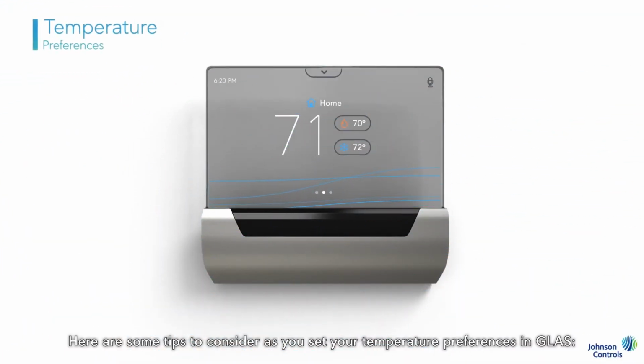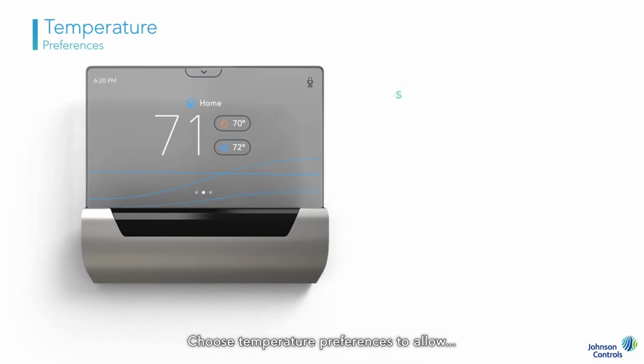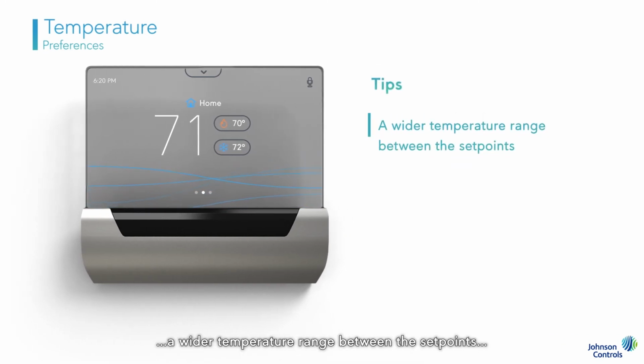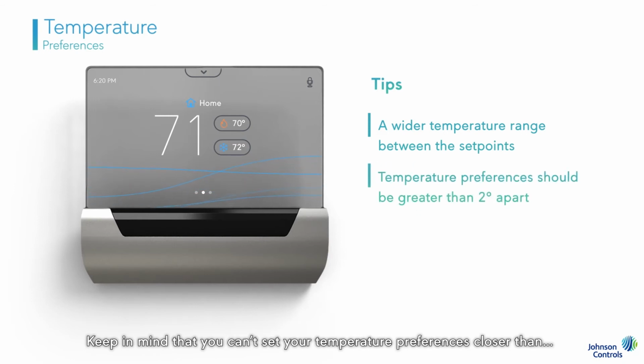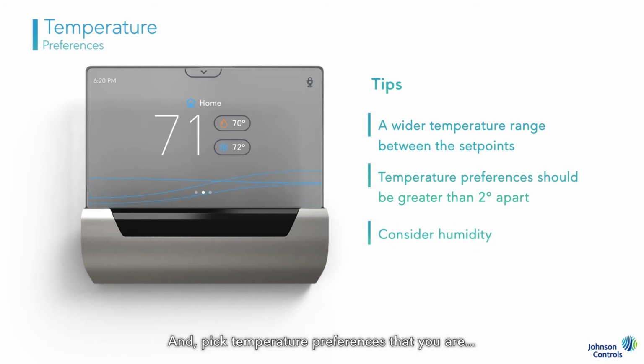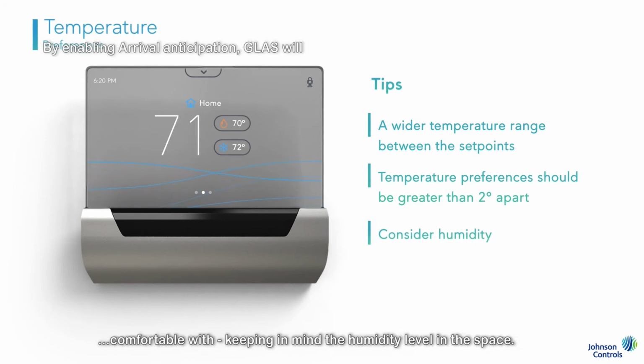Here are some tips to consider as you set your temperature preferences in GLAS. Choose temperature preferences to allow a wider temperature range between the set points in order to increase your energy savings. Keep in mind that you can't set your temperature preferences closer than 2 degrees apart so that your system doesn't get overloaded. And pick temperature preferences that you're comfortable with, keeping in mind the humidity level in the space.